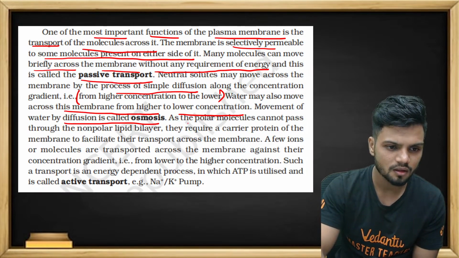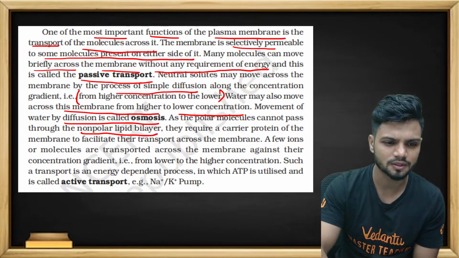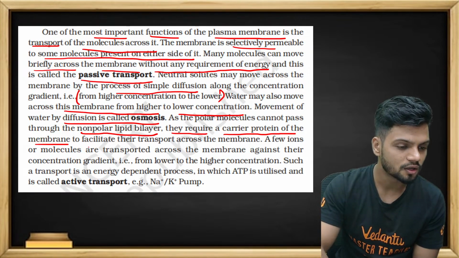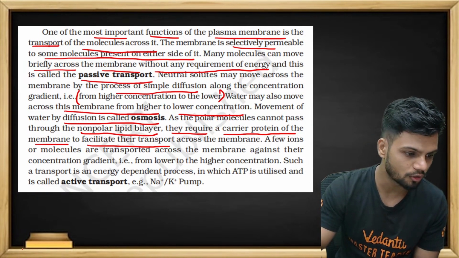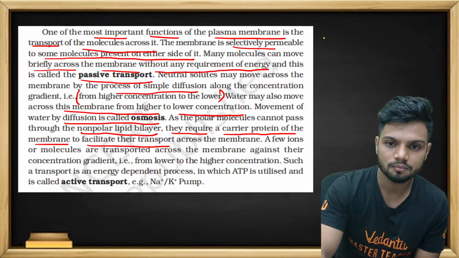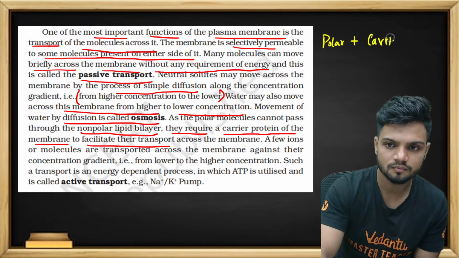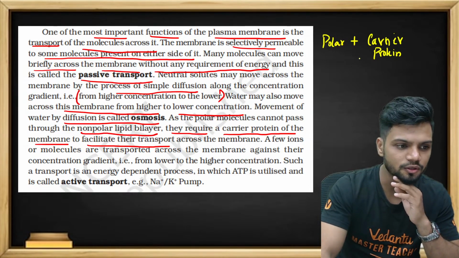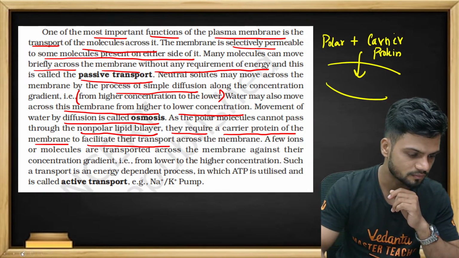Or energy. As polar molecules cannot pass through the non-polar bilayer, they cannot pass through. Polar molecules cannot pass through. Okay. They require a carrier protein of the membrane to facilitate the transport. So what do they do? Since polar molecules cannot go on their own, polar molecules will form a bond with certain carrier proteins. Polar molecules plus carrier protein of the membrane, and then they will enter the membrane. Okay, that's a very important term.